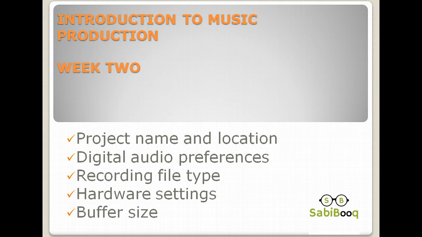Here is a checklist that will serve as a guide as we go along. Let's have a quick run through of this list. The first thing you want to do is to properly name your project and pick a location for it. And then set your digital audio preferences. Set the recording file types. Set the hardware settings. And lastly, set the buffer size.